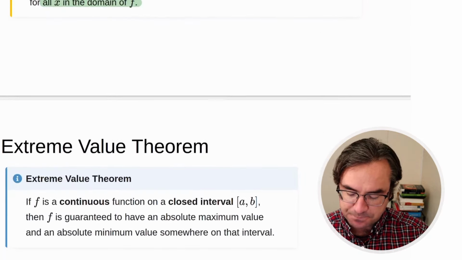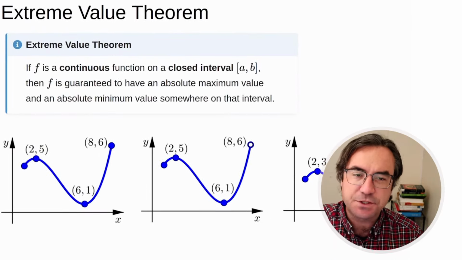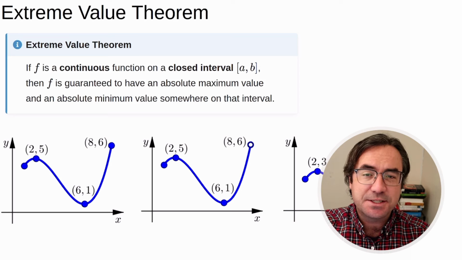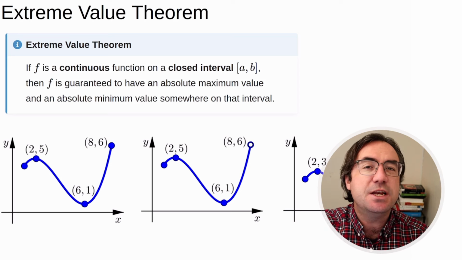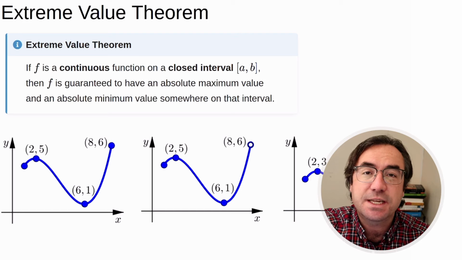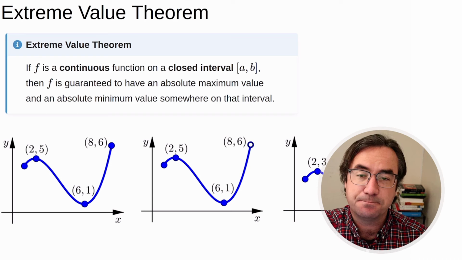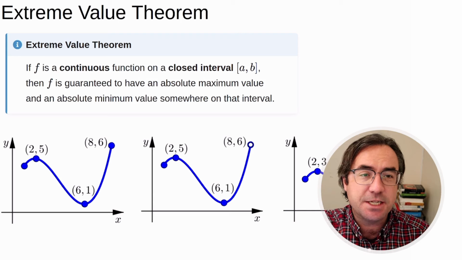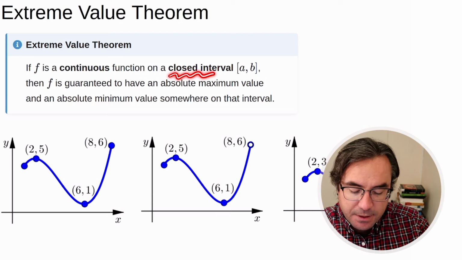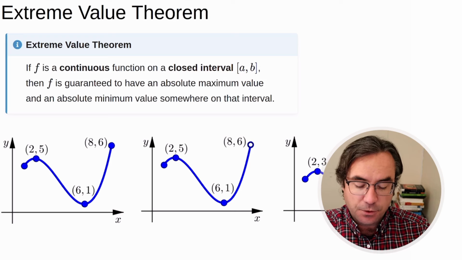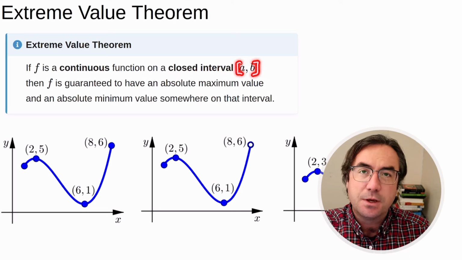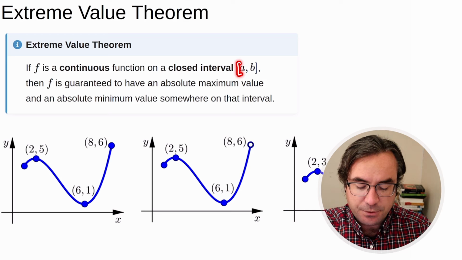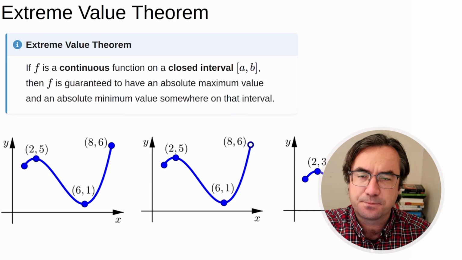All right, so we have a result here called the extreme value theorem. What the extreme value theorem says is that if we have some conditions on our function, it is guaranteed to have an absolute max and min. What we need is for our function to be continuous, and we're going to be looking at a closed interval. The closed interval means we're considering the endpoints, so we use square brackets for a closed interval.